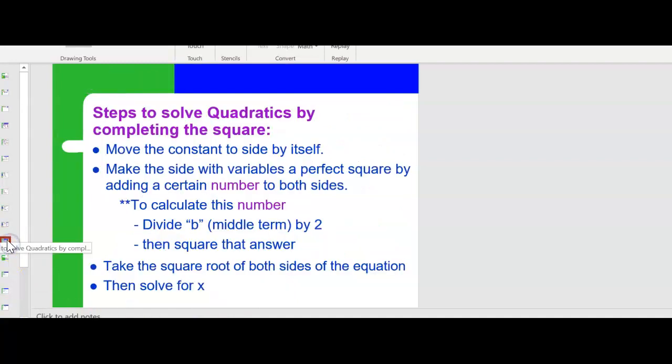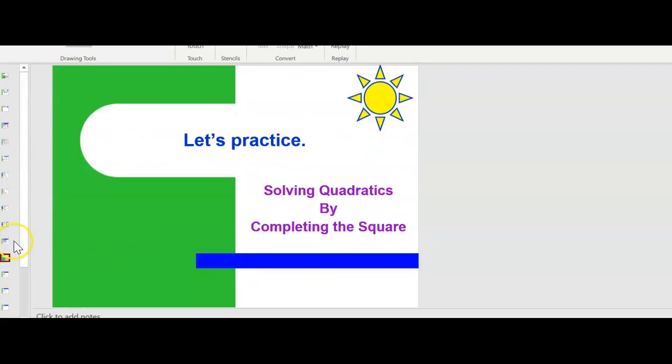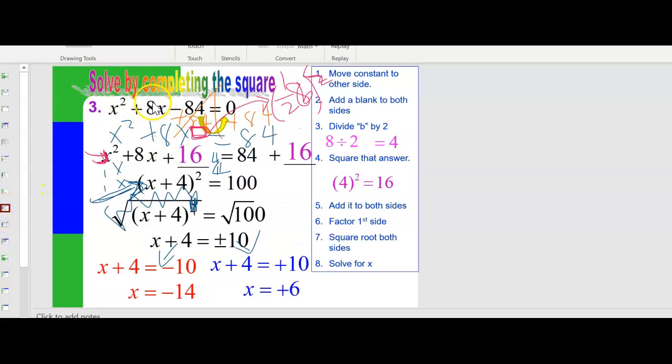And now let's look at the steps of solving this equation. So far, what we have done. First, move the constant to the other side. Okay. Move the single number, which is a constant, to the other side. Next, make the side with the variables a perfect square by adding a certain number. So make the side with this variable, which is the left side, a perfect square by adding a number on the back, adding a third term here. So how are you going to get the third term?